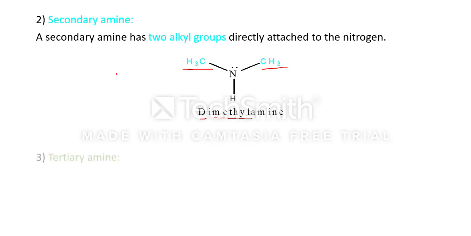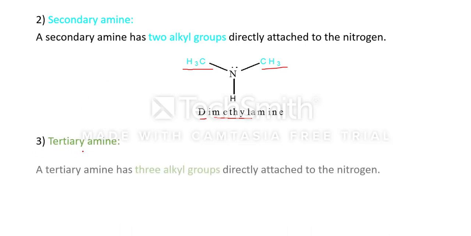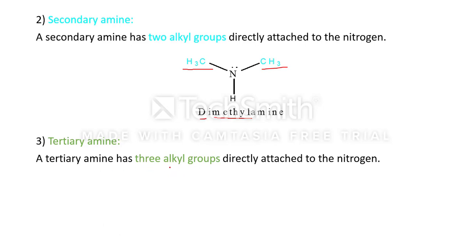Next, tertiary amines. A tertiary amine has three alkyl groups directly attached to the nitrogen. It means three alkyl groups are attached to the nitrogen atom. Here the H is capital, and this is CH3. The example of a tertiary amine is trimethylamine. It means all of the hydrogens of ammonia are replaced by alkyl groups.